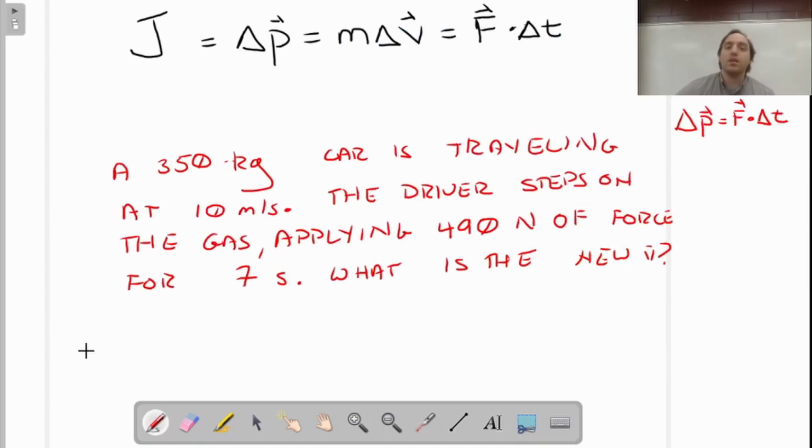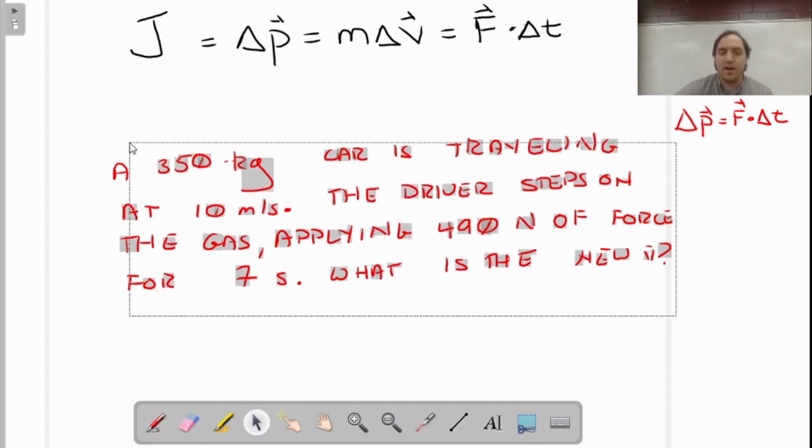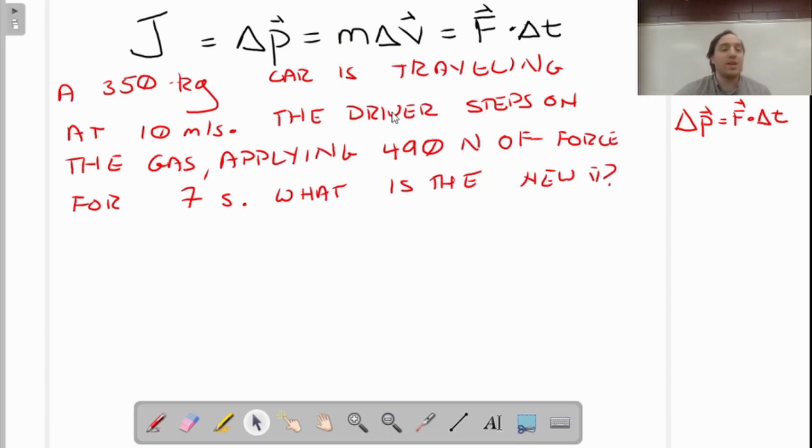All right, final thing. We talk about how it can be applied to force. So let's go ahead and do one of these with a force calculation added on. A 350 kilogram car is traveling at 10 meters per second. The driver steps on the gas, applying 490 newtons of force for 7 seconds. What is the new velocity? We could do this as a kinematics problem. We know the net force, we know how to find the acceleration from that. We can then use v initial, v final. But we don't have to go through all the steps.